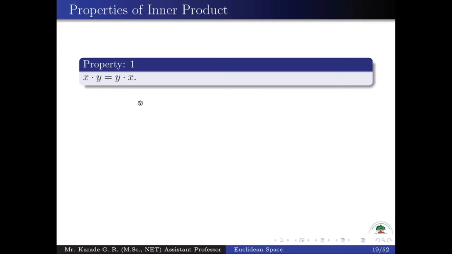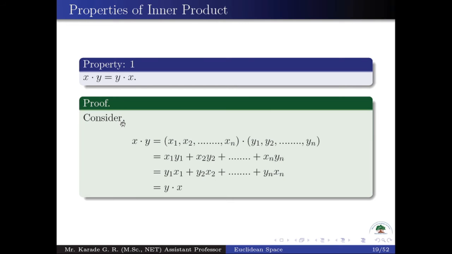Let us see property number 1. The inner product of x with y is equal to the inner product of y with x, or we can say that the inner product of two vectors is commutative. So let us prove this property. This is the proof of this property. We first consider the left hand side.